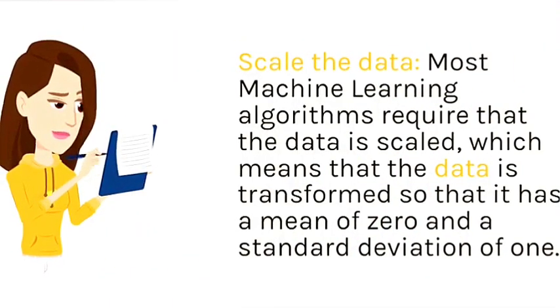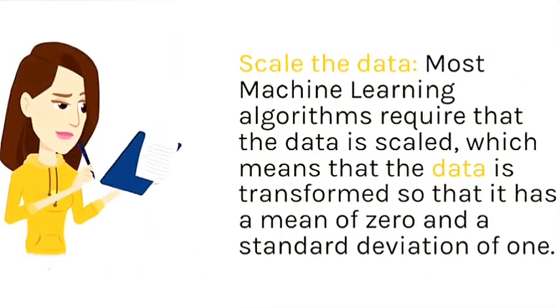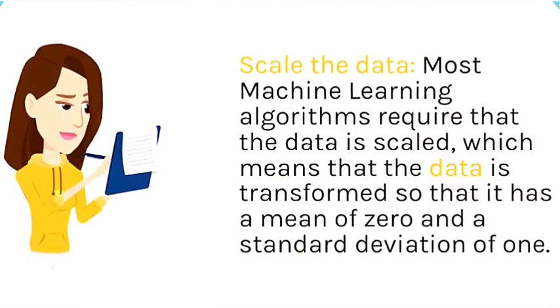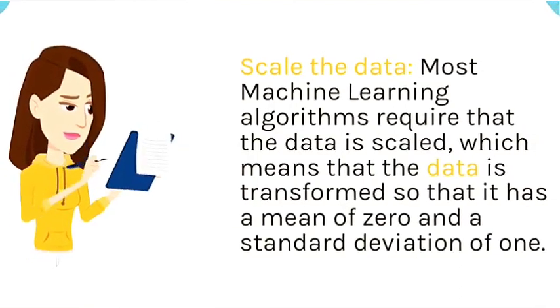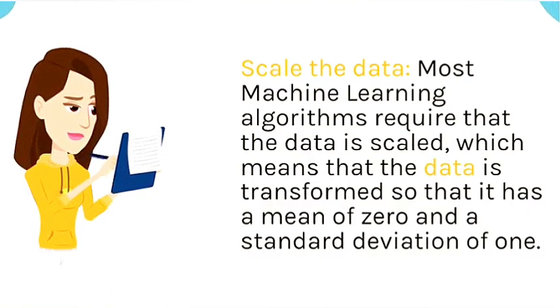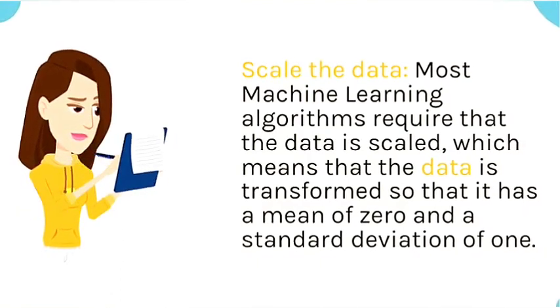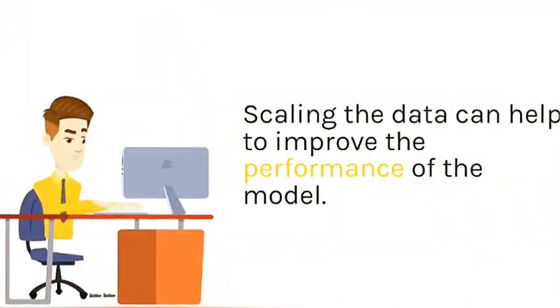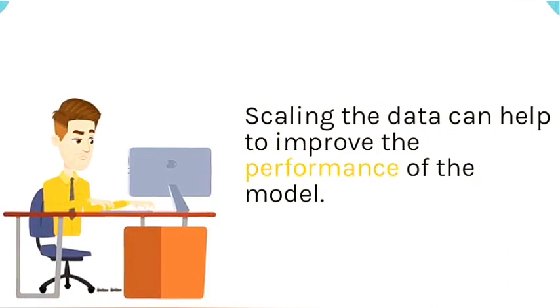Scale the data. Most machine learning algorithms require that the data is scaled, which means that the data is transformed so that it has a mean of 0 and a standard deviation of 1. Scaling the data can help to improve the performance of the model.